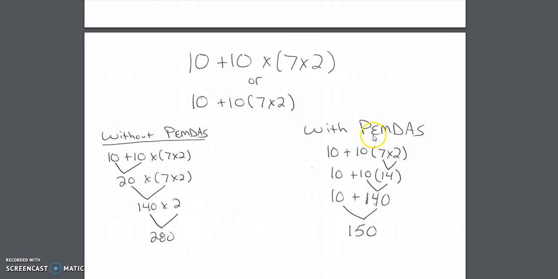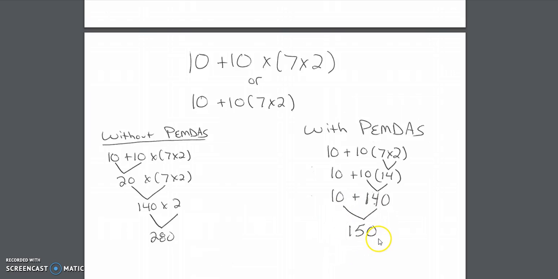Well, parentheses are done. Are there any exponents in here? No. So my exponents are done. Now I have to multiply and divide from left to right. So even though there's addition right here, I can't do that yet because I have to multiply from left to right. Well, you see 10 parentheses 14 actually means 10 times 14, which is 140. So as I bring down what's left, I've got 10 plus 140 gives me an answer of 150.